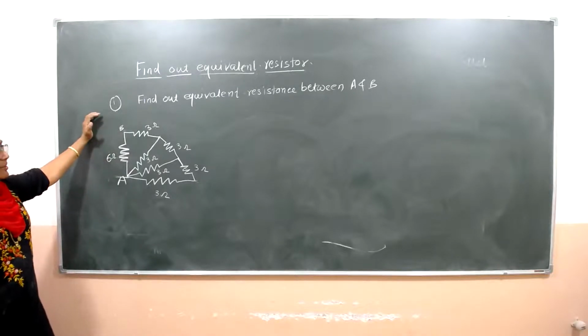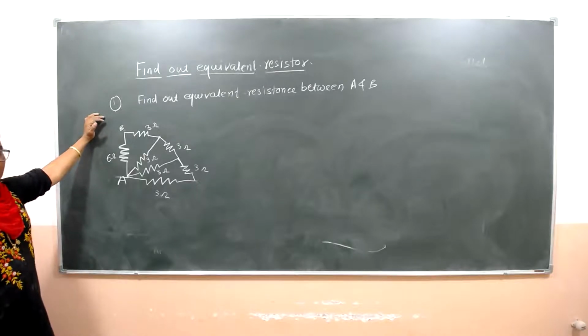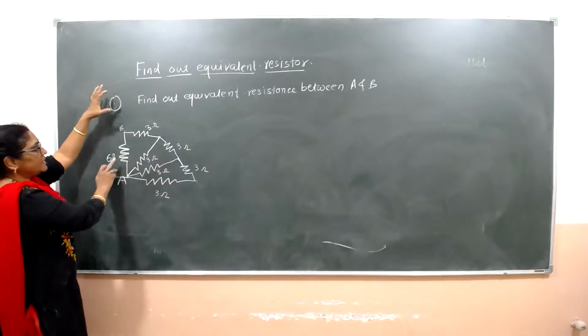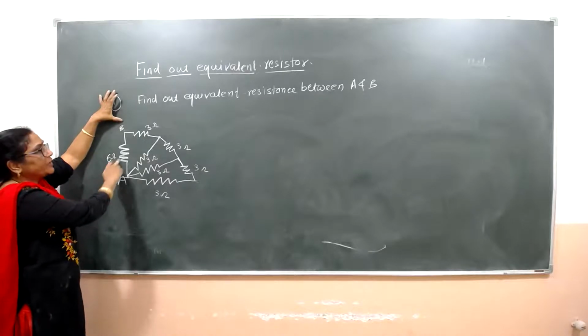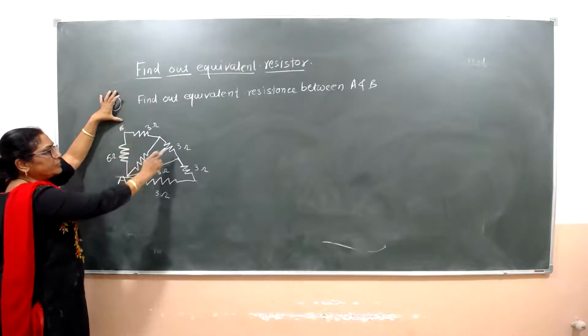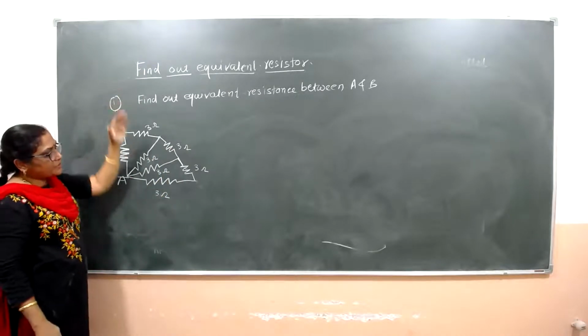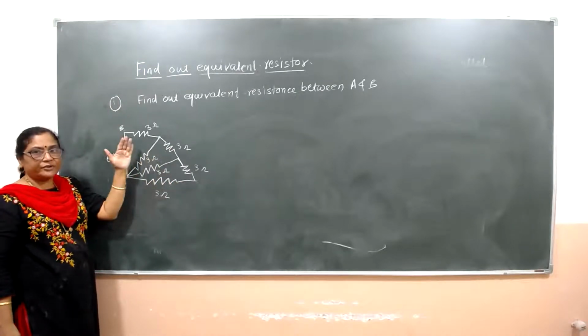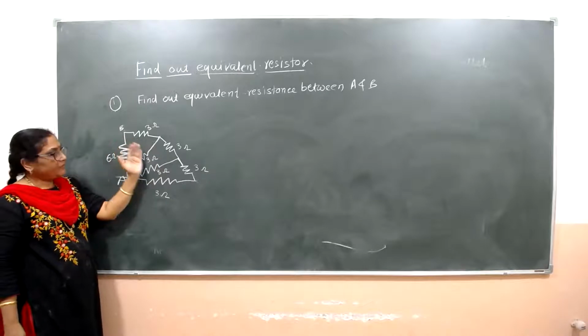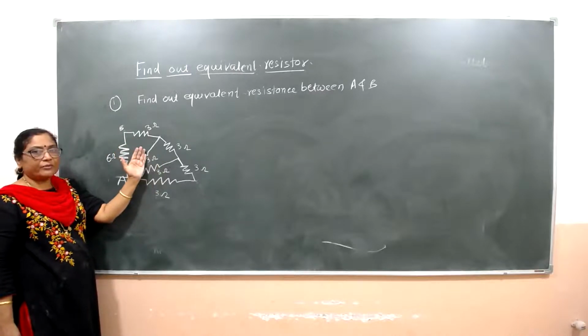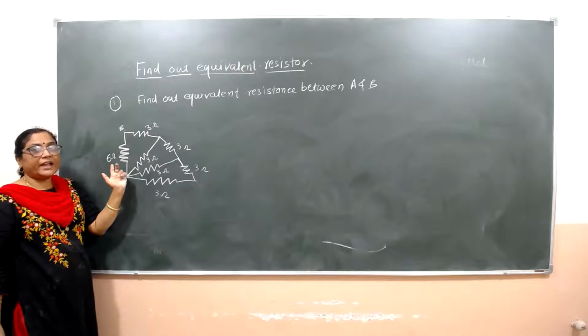They ask how to simplify easily. So first, to simplify this figure, here is the inside 6 ohm, and the 3 ohm, 3 ohm, 3 ohm, 3 ohm, 3 ohm resistors. Then first we solve from the outside to the inside. First simplify, because here we want to find the resistance in between A and B.